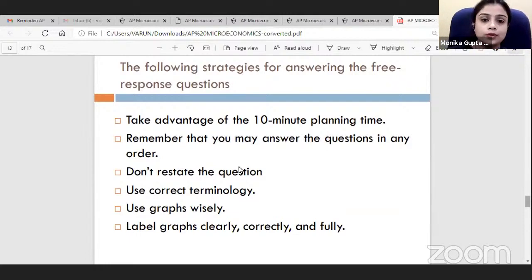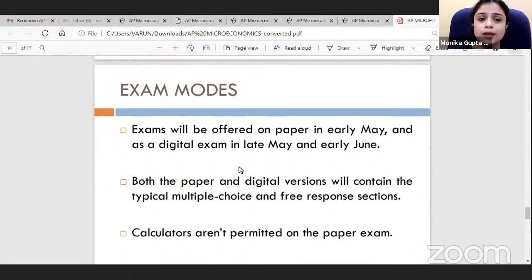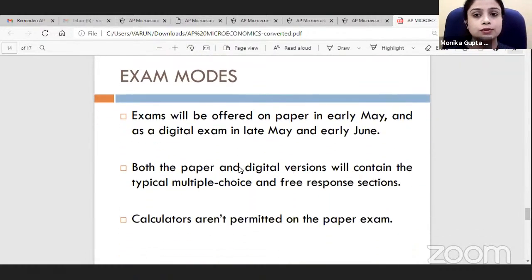Okay, now we are going to move ahead, and I'm going to talk about the exam modes. In this particular year you have paper-based and digital-based exams. The paper exam is going to be offered in early May, that is 12th of May, and you have digital exams also, in your school or at home, in late May and early June. 28th May is the date that has been given by the College Board.